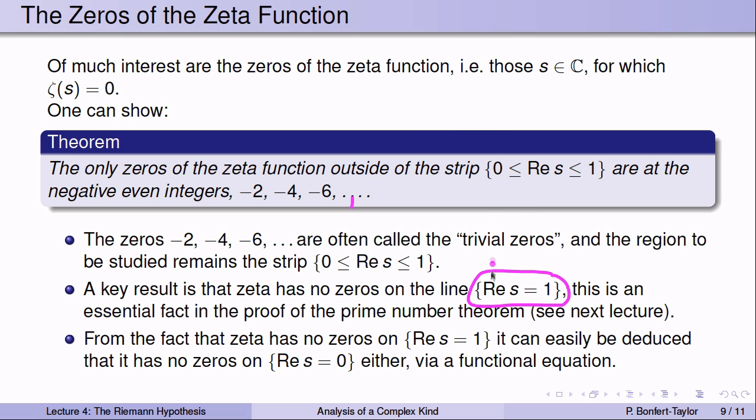From the fact that there are no zeros on the line where the real part is equal to 1, one can use a functional equation for the zeta function to show that there's also no zeros on the line where the real part of s is equal to 0. And therefore, the only region that is unknown is the region between 0 and 1. So in this region, we still don't really know what happens for the zeros of the zeta function.